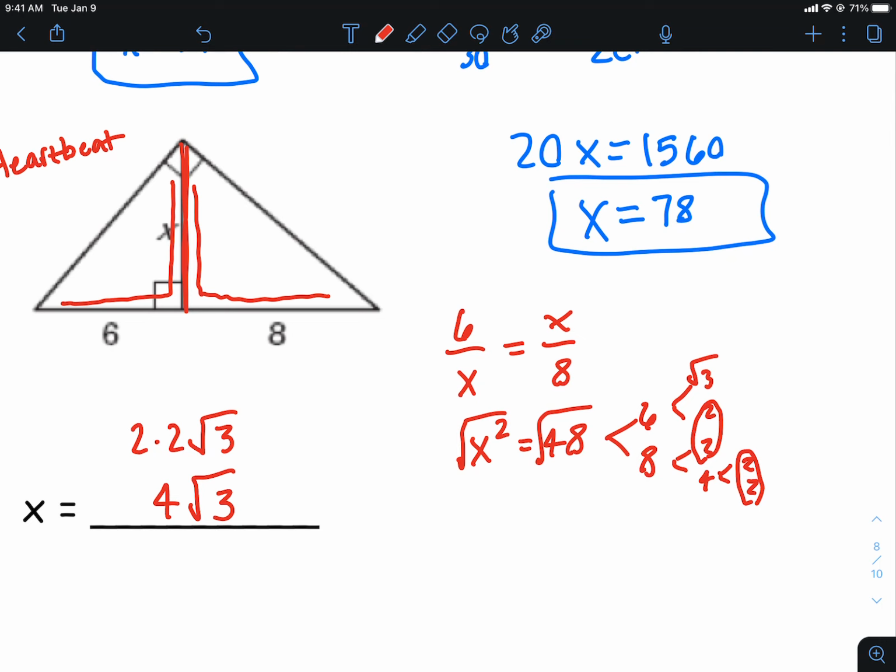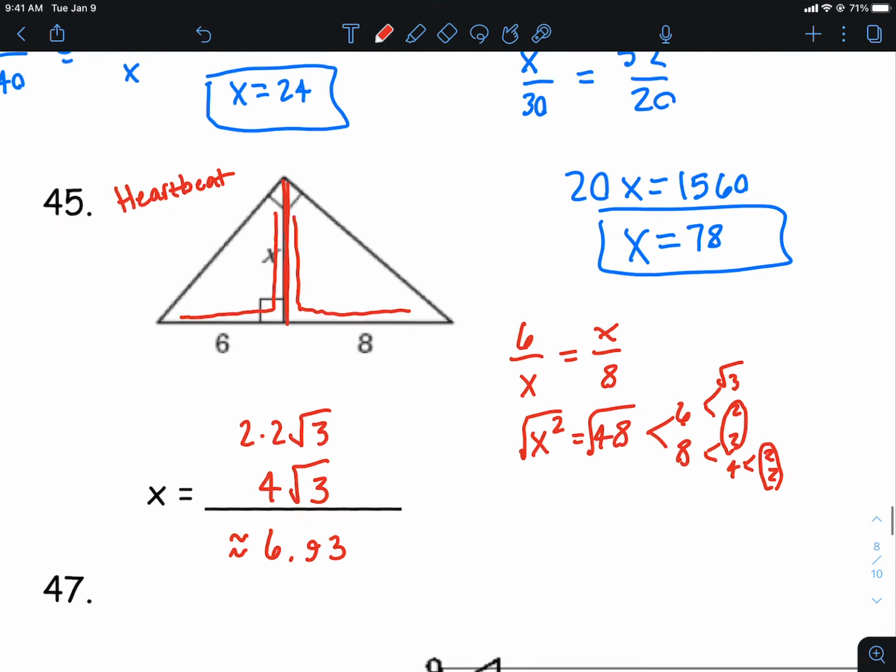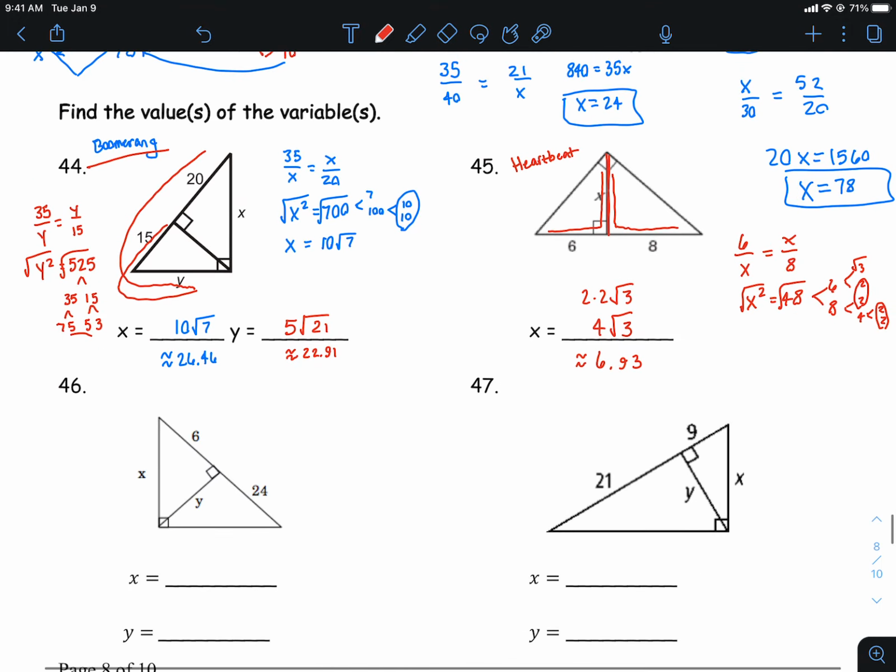And then if you need the decimal, I'll go ahead and do both there. The decimal for it is 6.93, approximately right there. And I'm just rounding to two decimals. They didn't really tell us what to round to, so I'm just going with that right there.